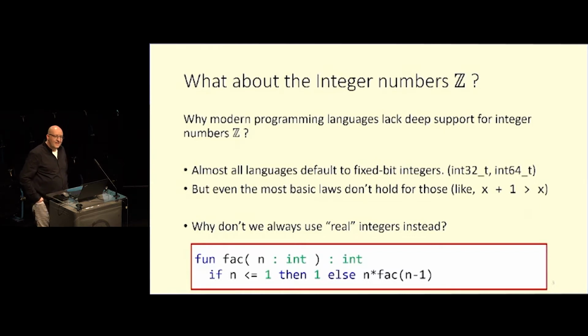like Z, right? Many programming languages lack really deep support for this. It's not the default, right? We always get by default 32-bit or 64-bit or 63-bit numbers. But I would love to have real integer numbers, especially because even the most basic laws don't hold for these fixed-bit integers. I would love to always program, like here in a beautiful language called Koka, where int would default to big integers. And many languages actually do this, like Python, and OCaml makes it easy with the Zarith package, and Haskell with Integer, etc. But it's usually not the default mode.